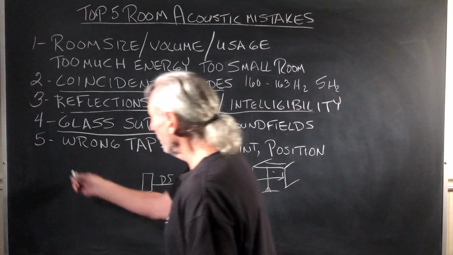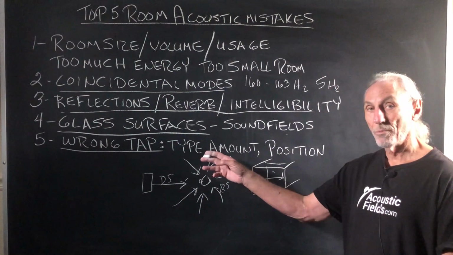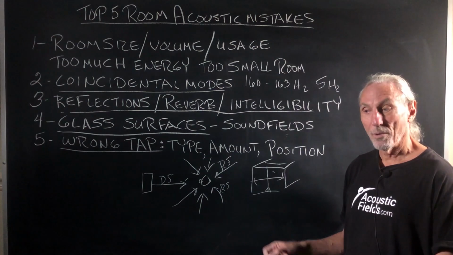Here's the other one we see. Wrong type and amount and position of treatment. Boxes filled with building insulation, trying to get down to 30, 40 cycles. Not going to happen. Wrong material type. How much? They never have enough. Well, let's put it in the corners. All our problems will be over.